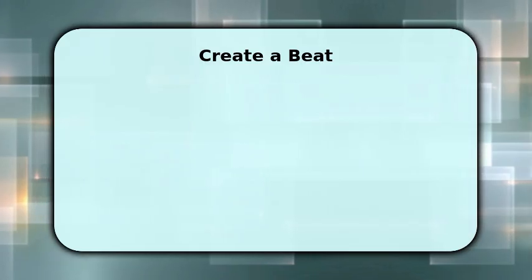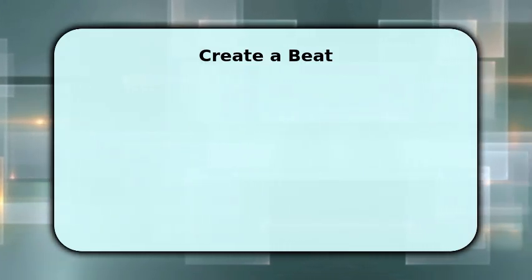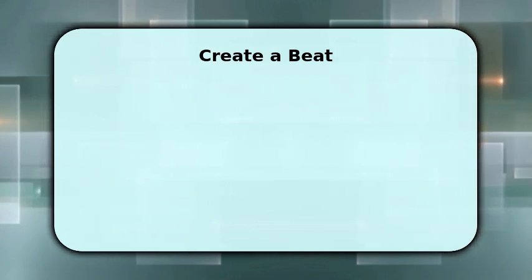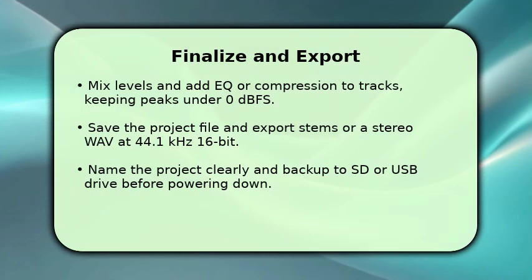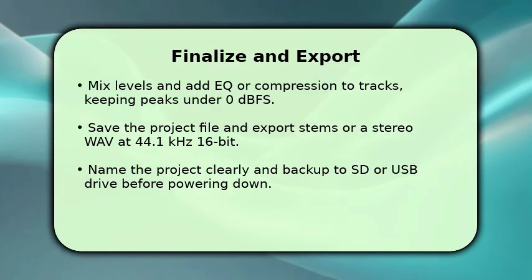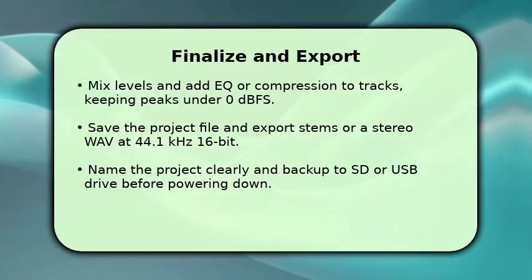Balance track levels and pan elements to create a clear stereo image for your beat. Add EQ and compression gently so peaks never exceed 0 dBFS during busy sections. Automate volume or filter sweeps to build arrangement interest across 8 or 16 bars.